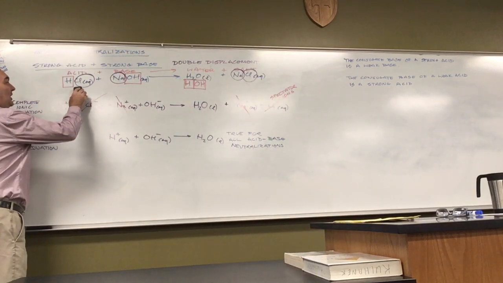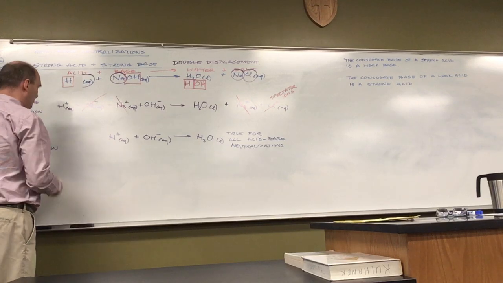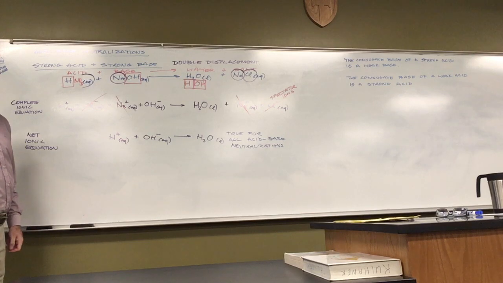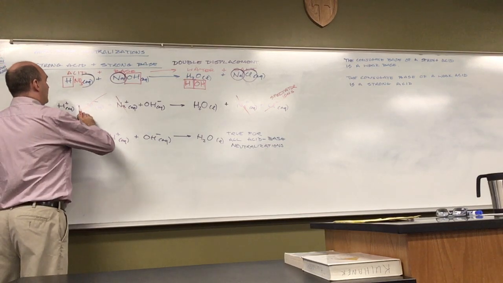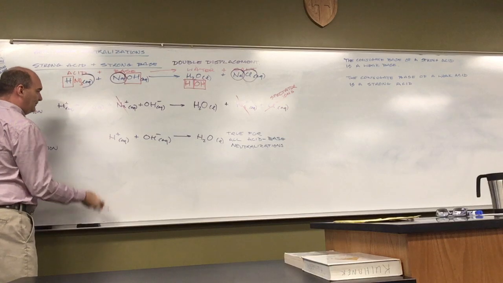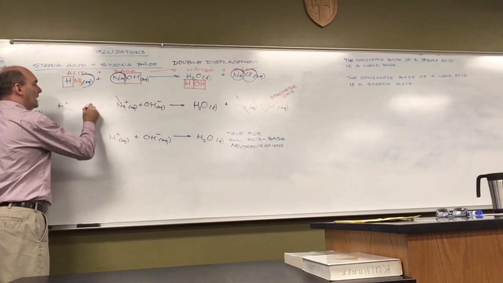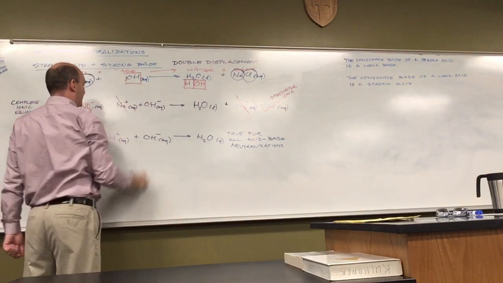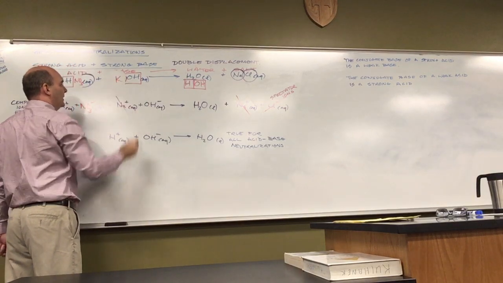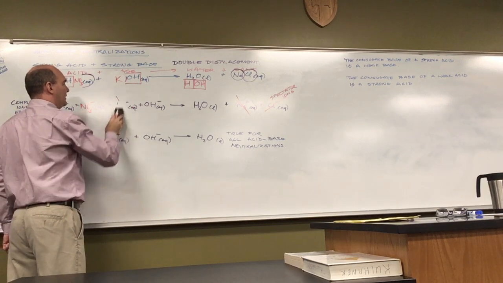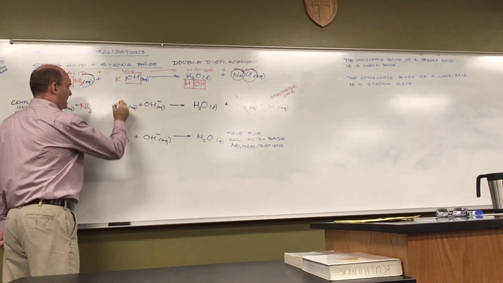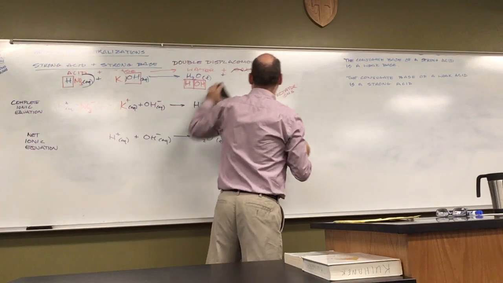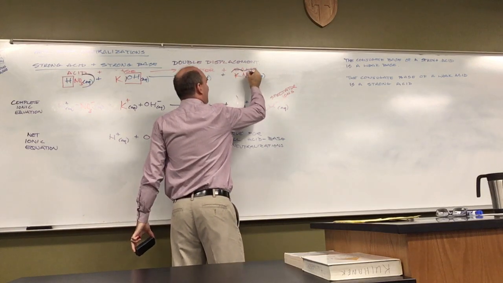What if I changed the acid to be nitric acid? Then I wouldn't have that chloride there anymore. I have nitrate. And what if instead of using sodium hydroxide, I used potassium hydroxide? Then I wouldn't have this sodium here anymore. I'd have potassium. I'd still make water. I'd still make a salt, but my salt would be potassium nitrate.